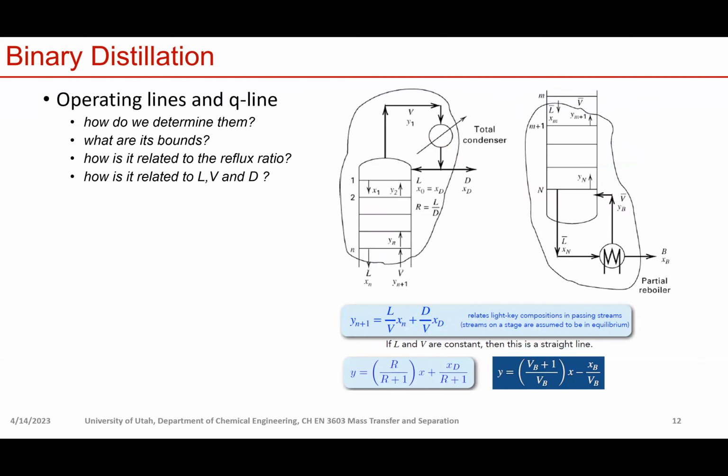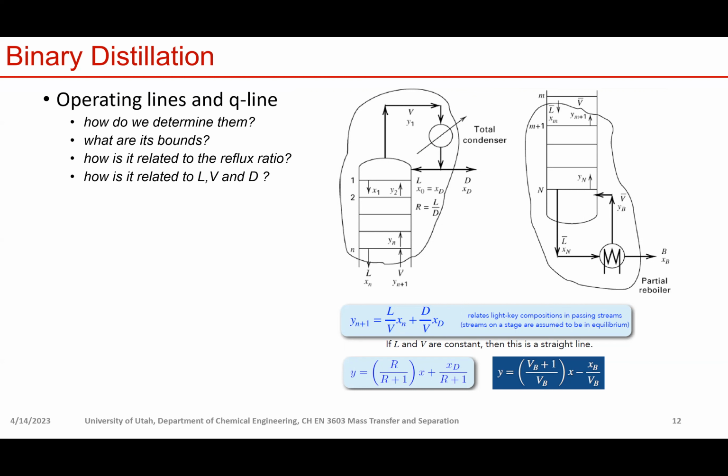Then we derive the operating lines and Q line for the distillation tower. How do we derive them? Basically, operating lines are always derived based on mole balance. Given a tower, you can just draw a control volume, and you can derive the operating line. For the rectifying section, your gas phase composition is related to the reflux ratio. And for the stripping section, the slope is dependent on the boil-off ratio.